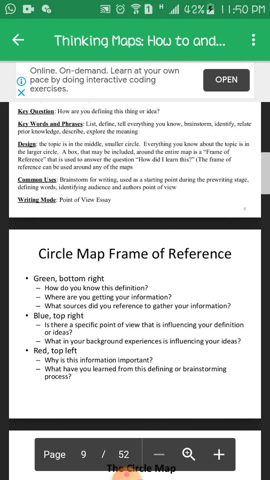Circle map frame of reference. Green, bottom right. How do you know this definition? Where are you getting your information? What sources did you reference to gather your information?